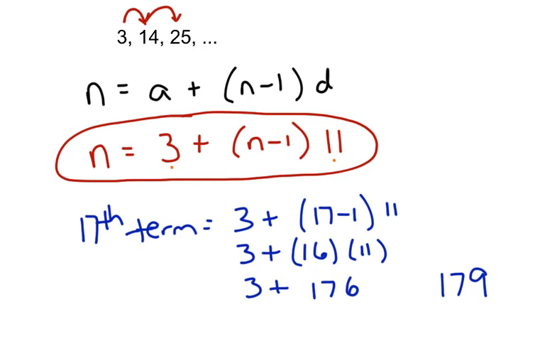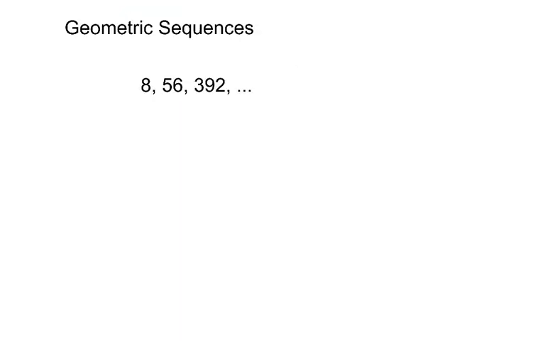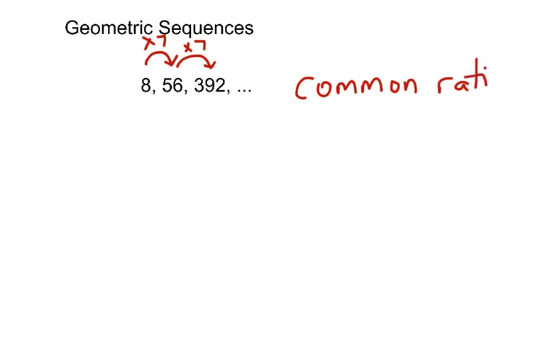Now let's look at geometric. In this geometric sequence, we sure can see that the numbers are getting big awfully fast. That's because unlike the arithmetic sequence, where we have a common difference, in this case, instead of adding or subtracting the same amount, we are multiplying by 7. So we're multiplying or dividing, but in this case multiplying, by the same amount, and that is called a common ratio. Instead of a common difference, now we have a common ratio.